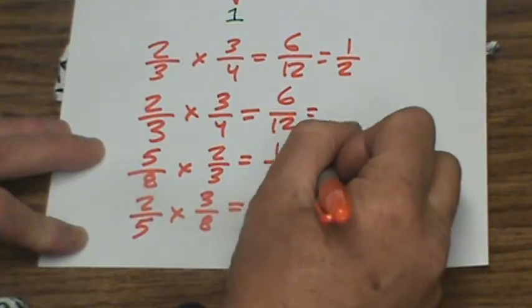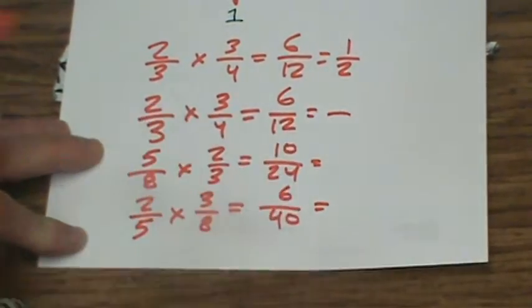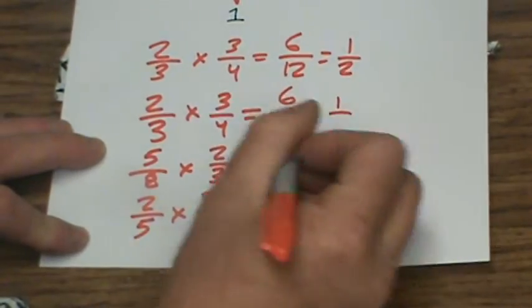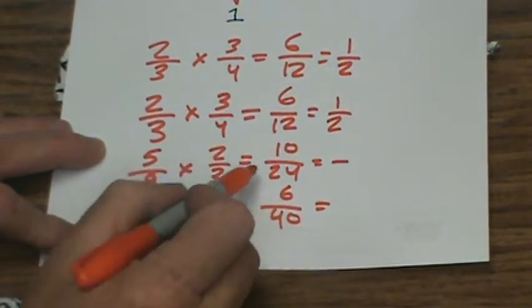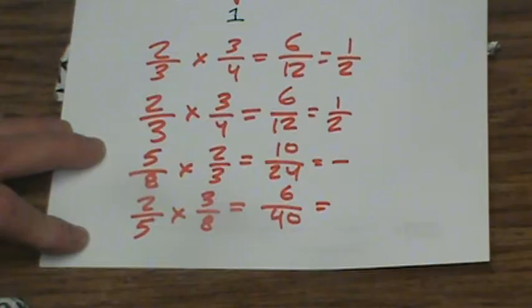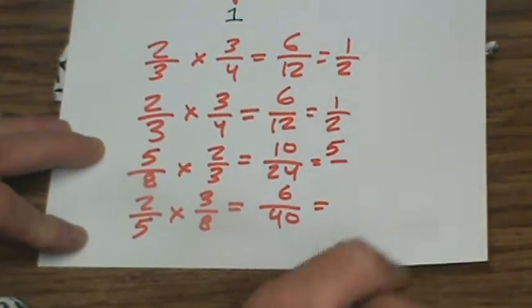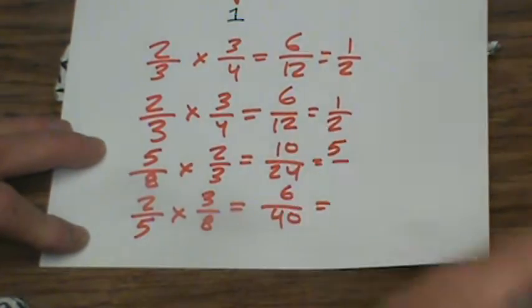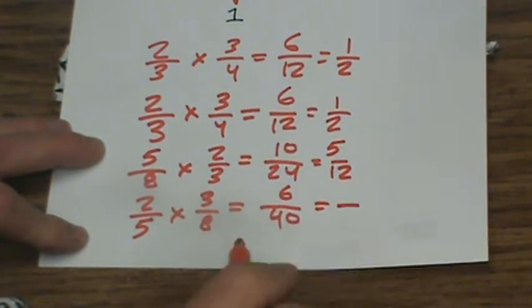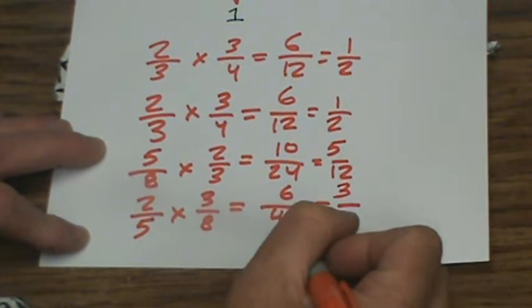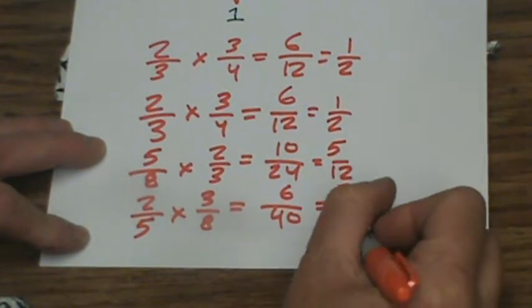Let's simplify these. I know that 6 divided by 6 is 1, and 12 divided by 6 is 2. I can take these and divide them both by 2, can't I? 10 divided by 2 is 5. 24 divided by 2 is 12. Okay, let's try this one. 6 divided by 2 is 3, and 40 divided by 2 is 20.